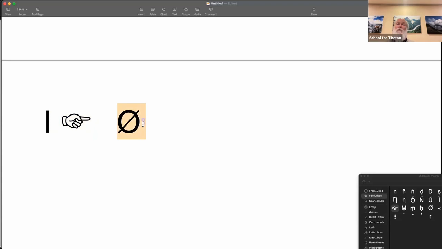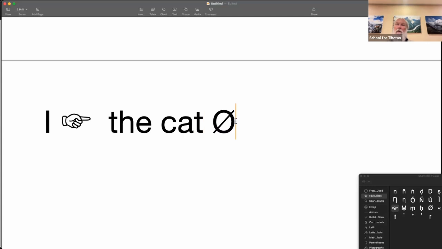Then the object is marked by this one, which means zero. Actually, the very, very typical Tibetan thing is that things can be marked by the absence of a marker. You put no mark, that means something. Like emptiness means something. So a zero marker in this construction means the object. No, maybe let's say the cat. I do something to the cat.